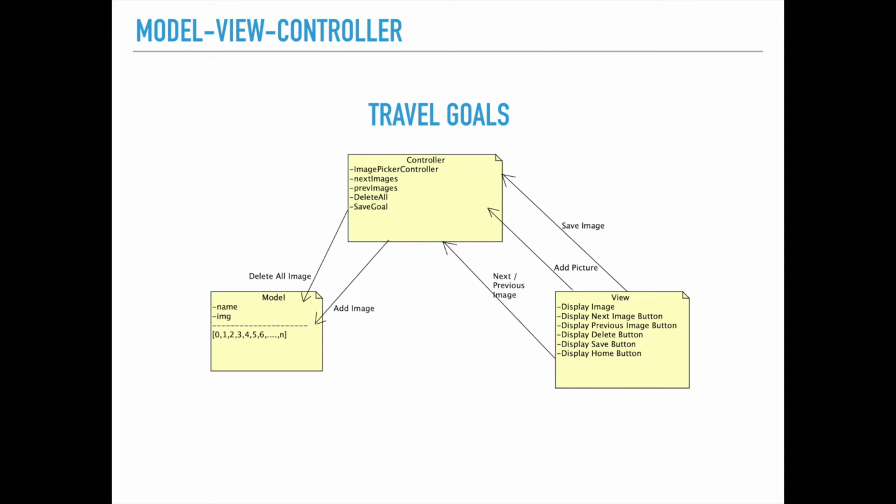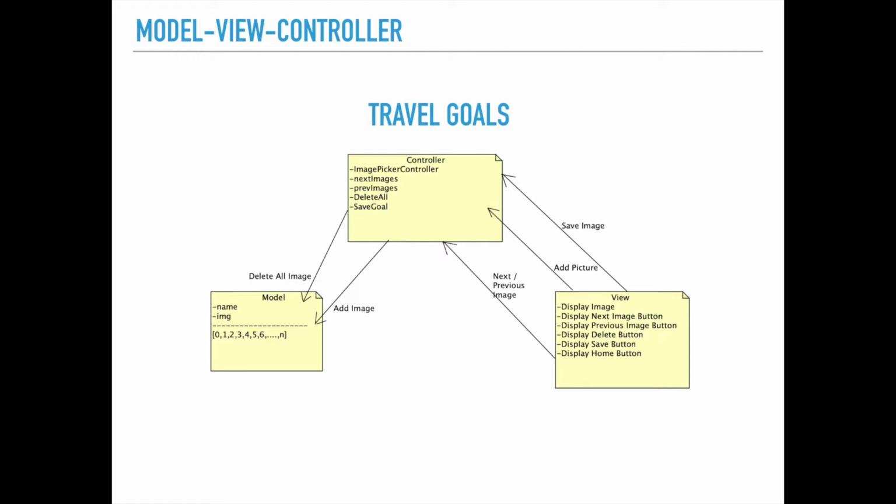The second model view controller on this application is on my travel goals. For the travel goals, the view has an image and two buttons that allow the user to rotate from the current image to the next or previous image. It will also allow the user to delete all the images or save a new current image that they've added on there. If the user decides to add an image, it'll go to the controller.